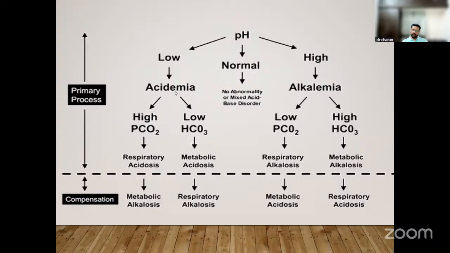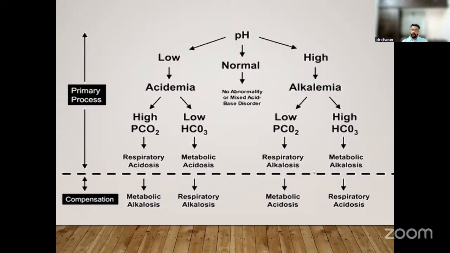Second step, in acidosis, see carbon dioxide and bicarb. Carbon dioxide is high, respiratory acidosis. Bicarb is low, metabolic acidosis. Again, alkalosis: carbon dioxide is low, respiratory alkalosis. Bicarb is high, metabolic alkalosis. This finishes the second step. Now you find out these 4 primary disorders, whether it is respiratory acidosis, metabolic acidosis, respiratory alkalosis, or metabolic alkalosis.